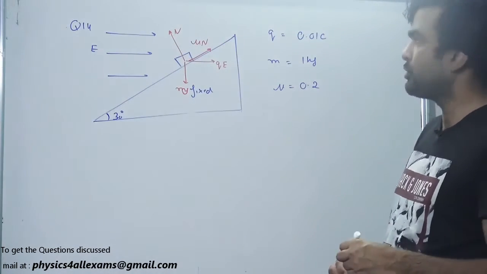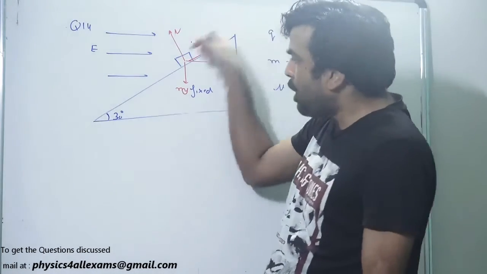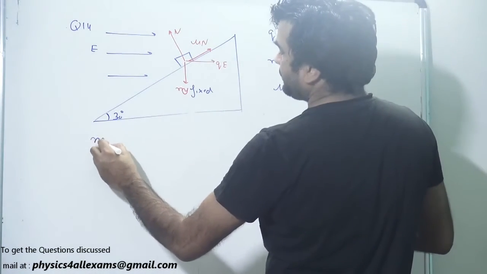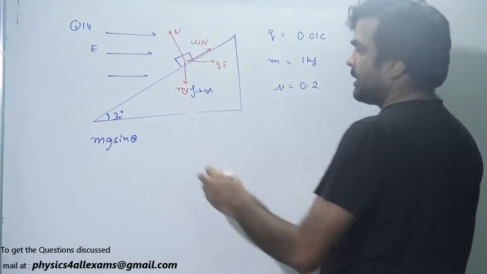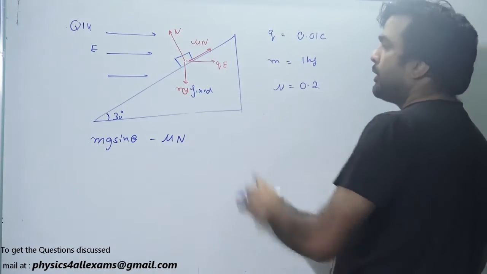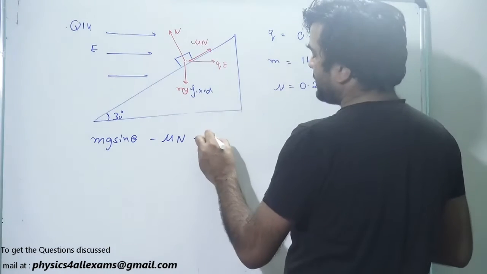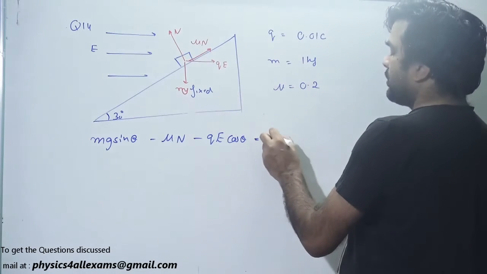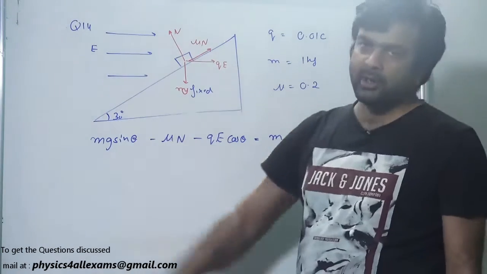Okay, so as far as the motion of the block along the inclined plane is concerned, the forces along the inclined plane will be mg sin theta, the component of mg along the incline, minus mu N, and there will also be a component of QE along the incline. The component of QE along the incline is minus QE cos theta. This should be equal to m into a, mass into acceleration of the block along the incline.